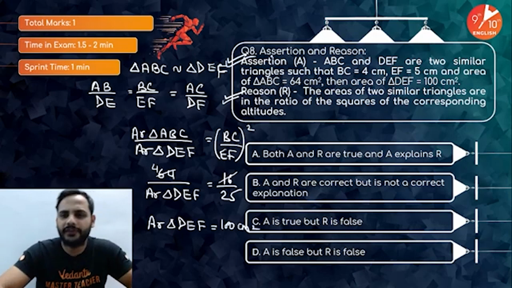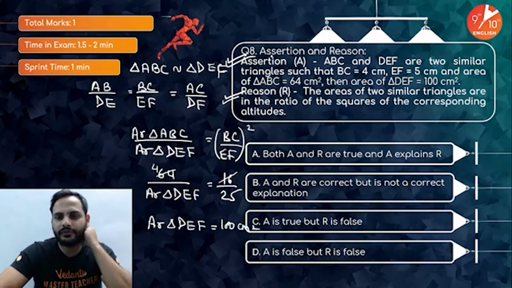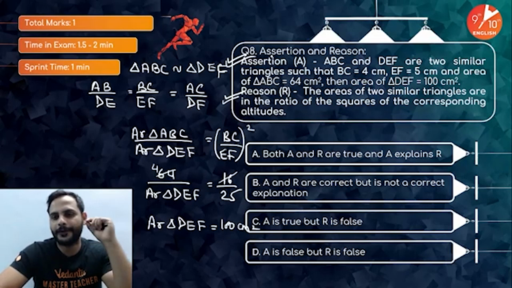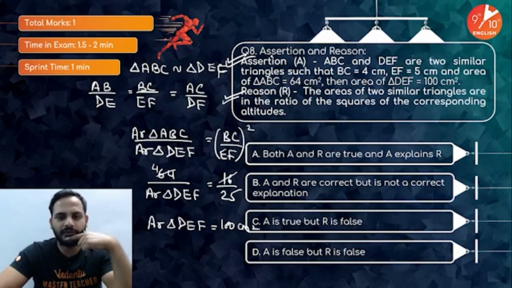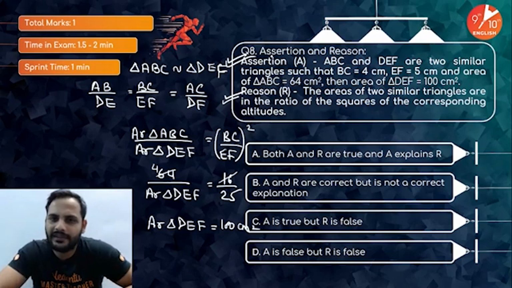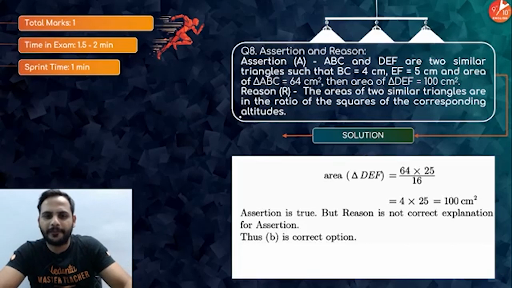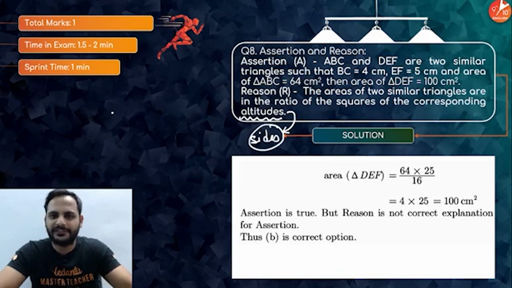Okay? Assertion is also correct. Now for the reason, the main thing is that areas of two similar triangles are in the ratio of the squares of the corresponding altitudes. Now we know that the altitudes ratio is also the same as the ratio of the sides. So I think we can say it is a correct explanation. Acha, not a correct explanation they are saying, because in place of altitudes they should write sides. Okay, because we have used the ratio of sides.